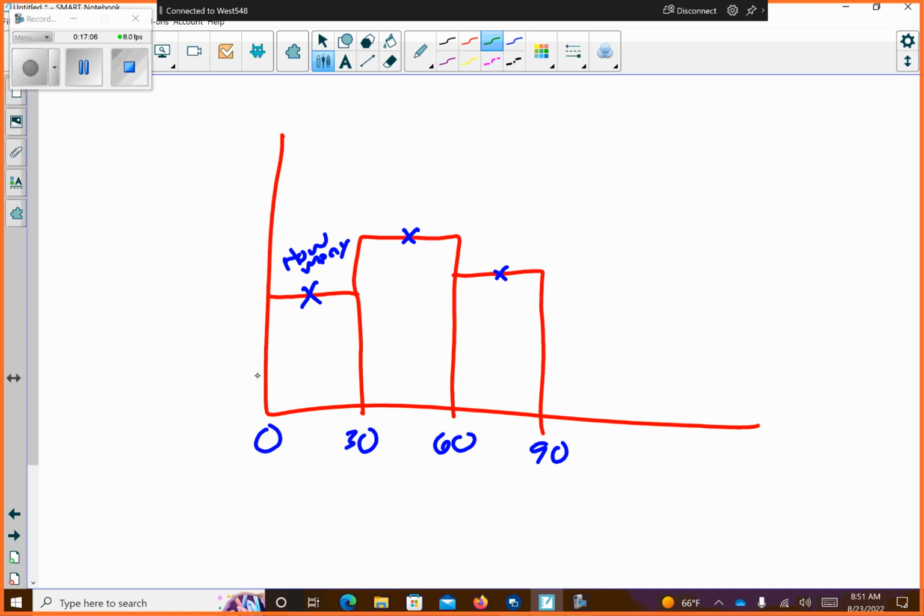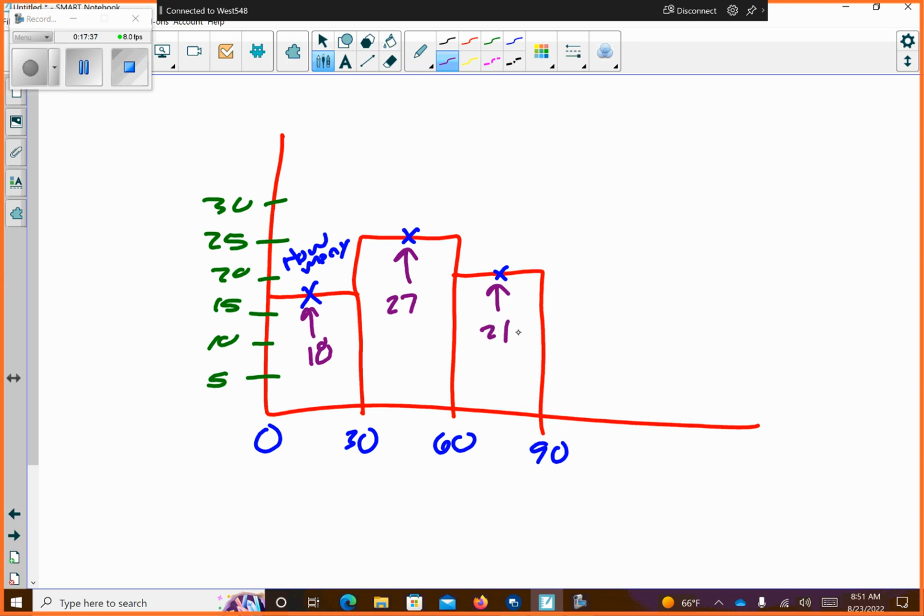And so then in this direction, let's count by 5s. Then if you were to look at this, you could say this would probably represent 18 people roughly. This number right here would represent maybe 27 people, maybe 26. You'd probably get away with either way. And this other one would probably represent 21 people in that category. So you're counting these categories.